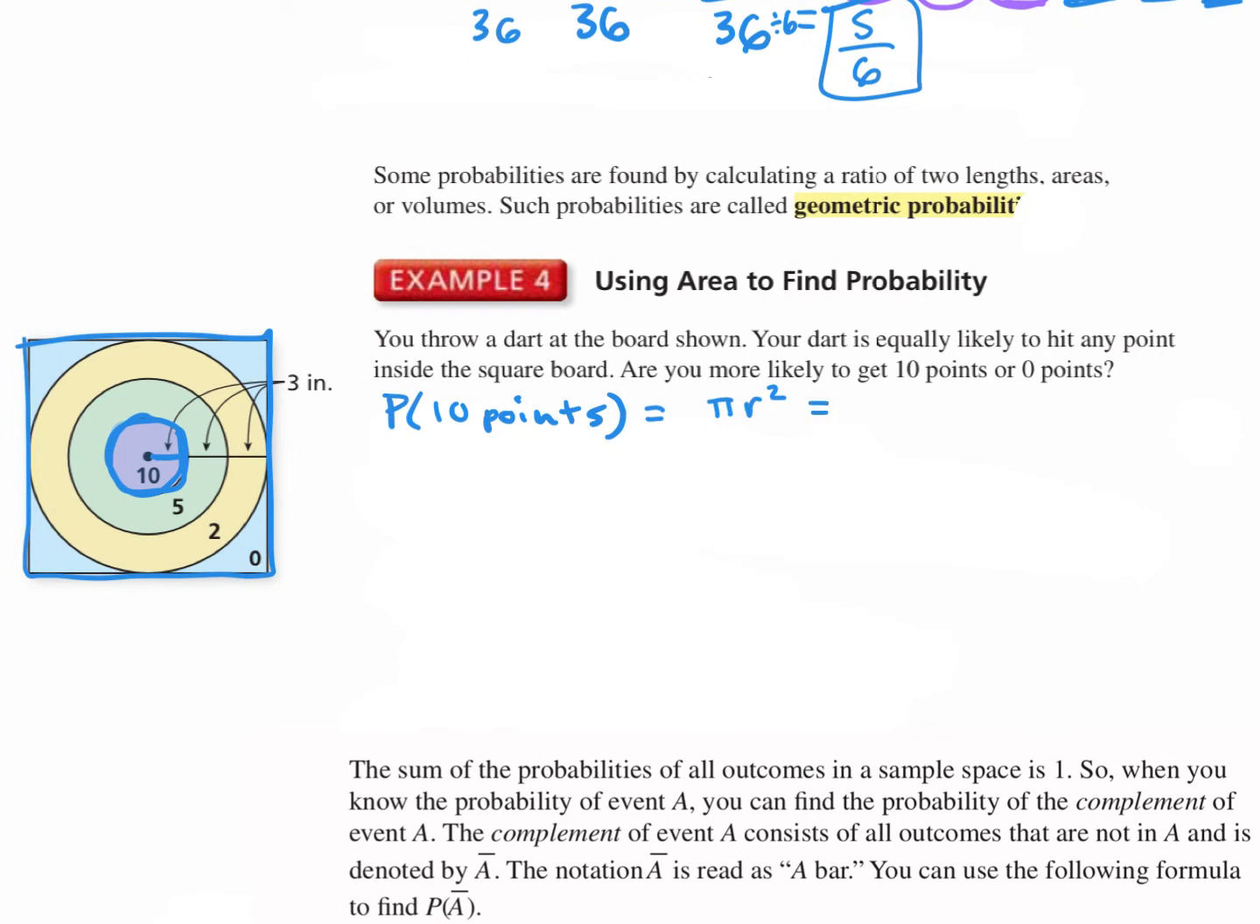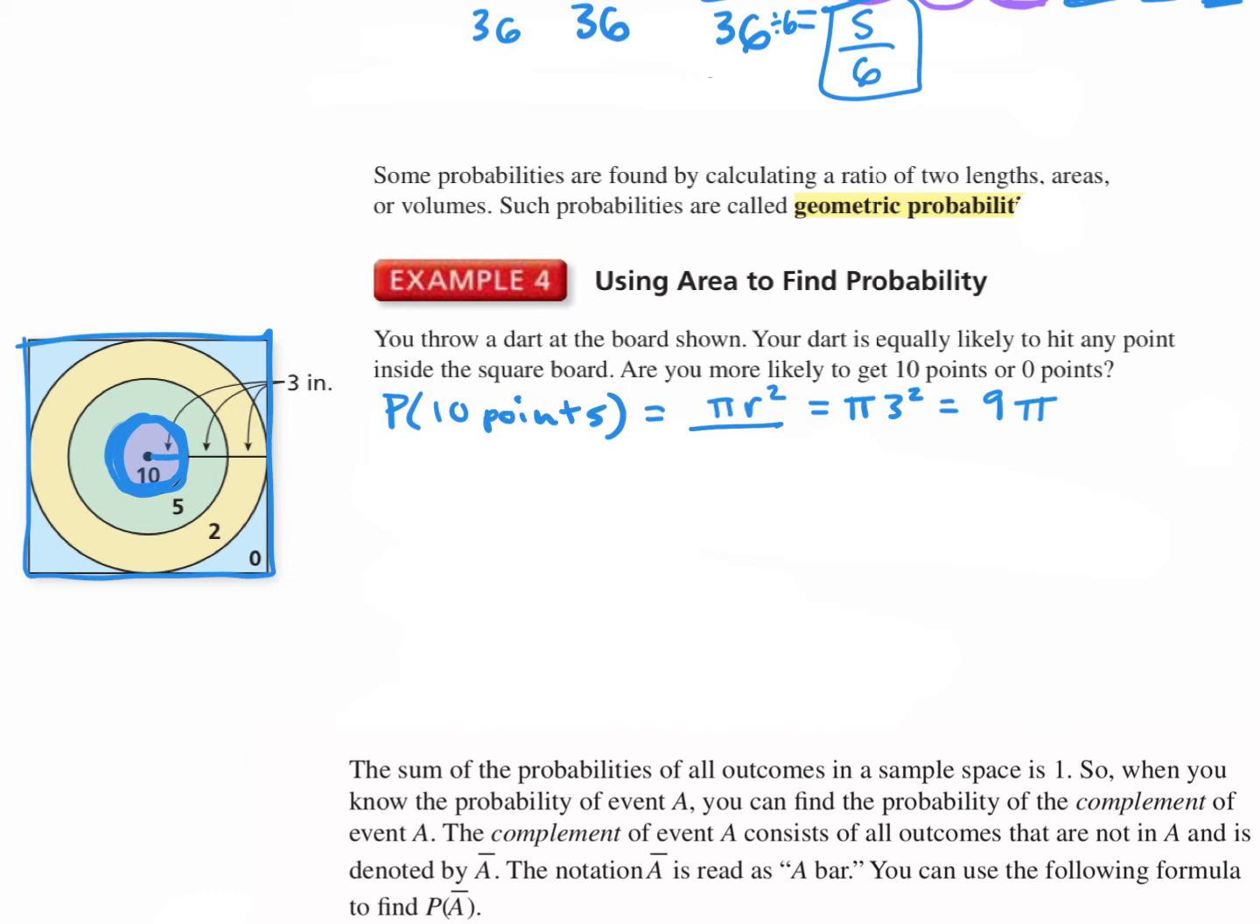So we have pi times 3 squared. What's 3 squared? 9. So our area of the circle, our 10-point circle here, is 9 pi. Now let's find the area of the whole board.